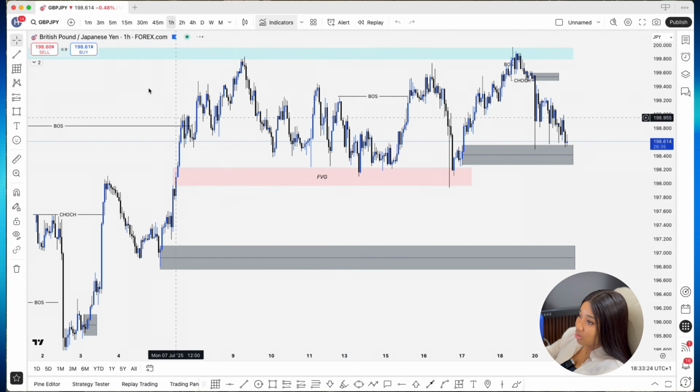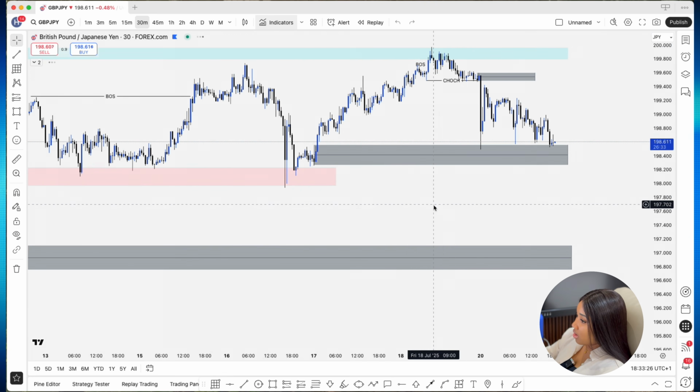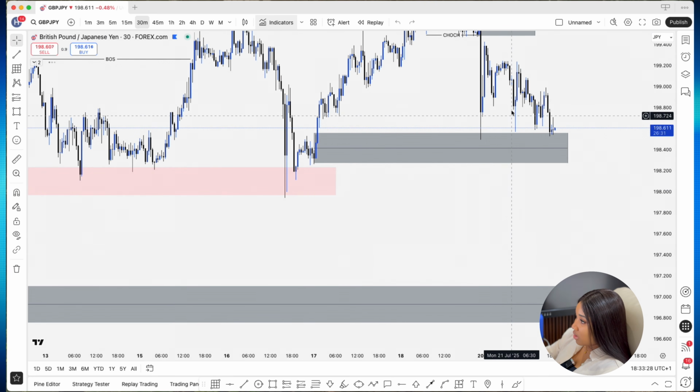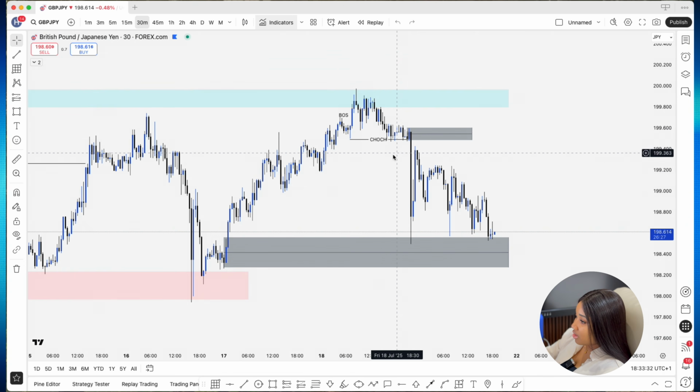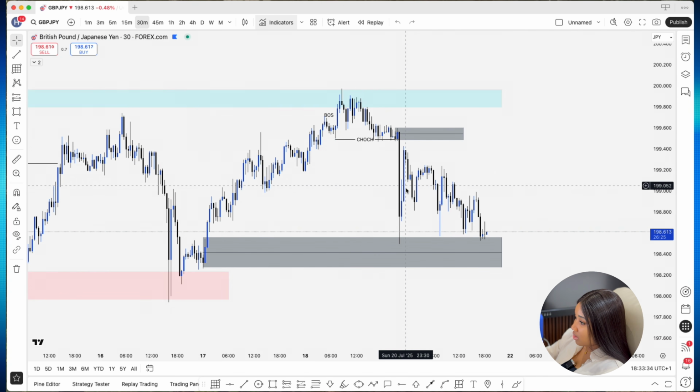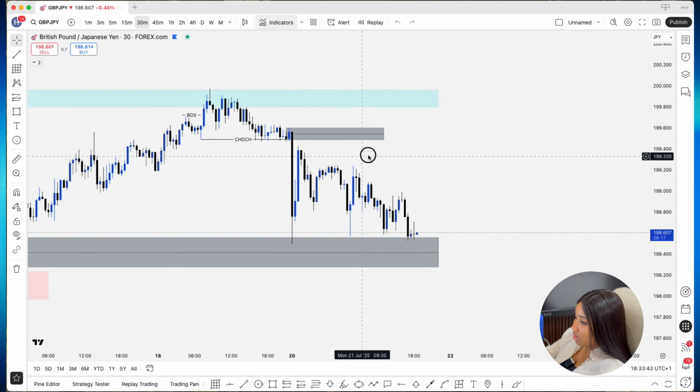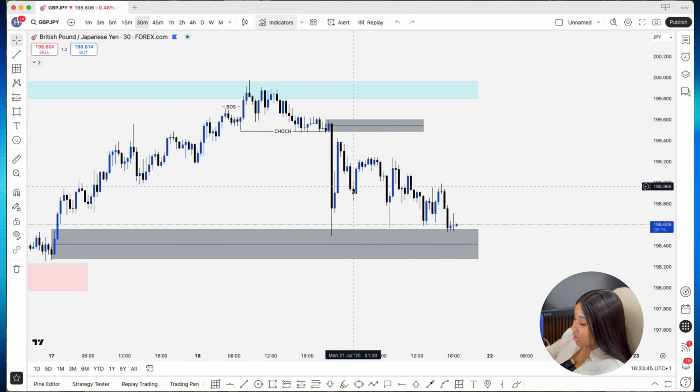Now let's move down to 30 minutes. On 30 minutes, we just want to understand what is happening here. After the change of character, what happened? Price tried to come back into the origin that caused this change of character, but that didn't happen. Instead, it reacted off the FVG and price started dropping again.